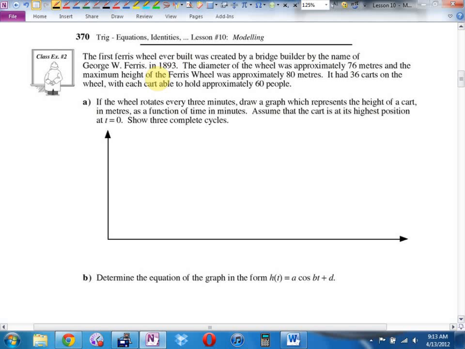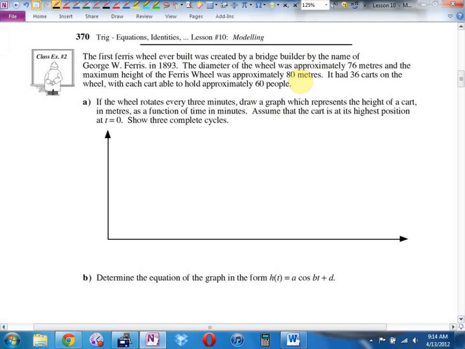But look at the dimensions of this. The diameter was approximately 76 meters. If 3 meters is 1 story, can someone go 76 divided by 3? How many stories high was this in 1893 now? 25 stories. It was one of the tallest structures on the planet. Oh, actually the maximum height was 80 because it was raised off the ground. So 80 divided by 3, it was just about 30 stories high.